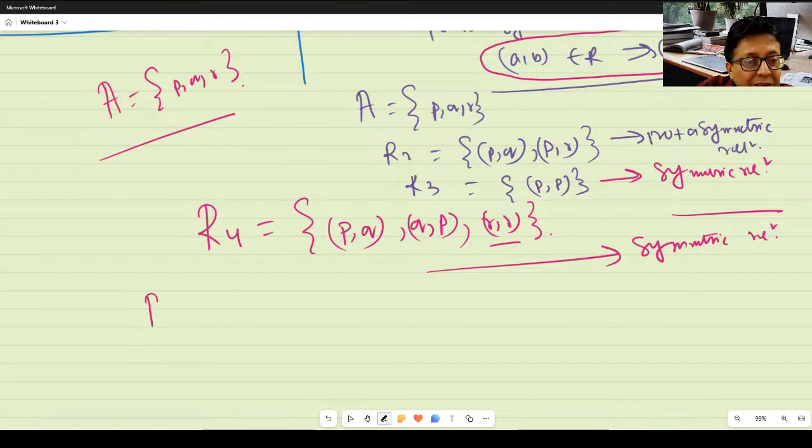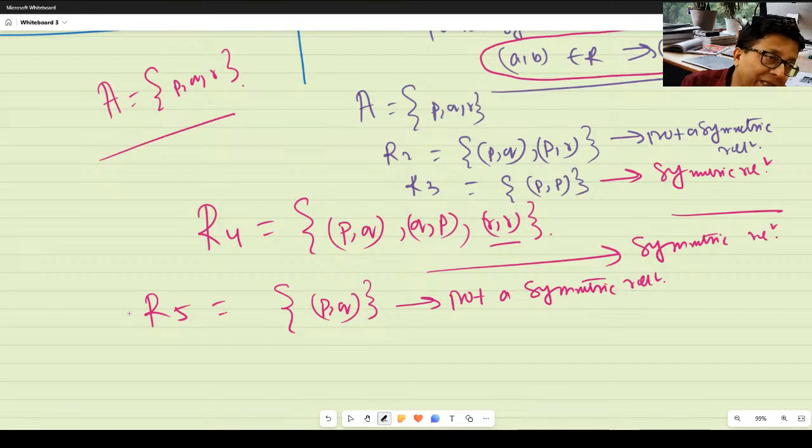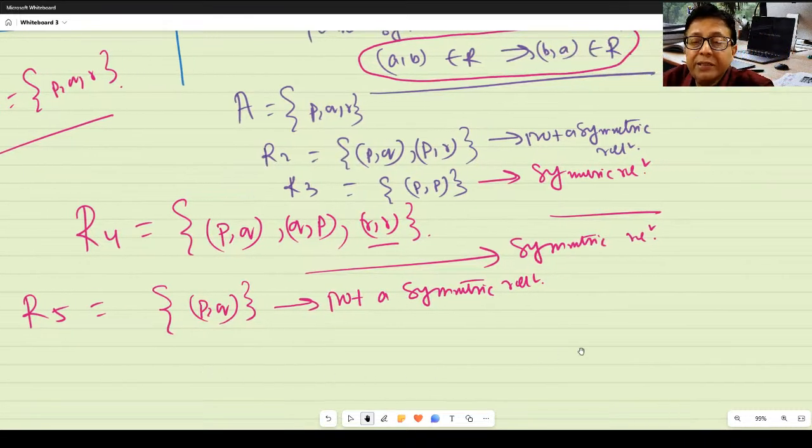I am taking another one. R5 equal to just (P, Q). Is it symmetric? Not symmetric. If you have included (P, Q), then (Q, P) must be taken as well. This kind of relations are symmetric relations.